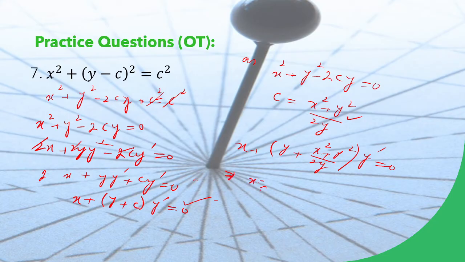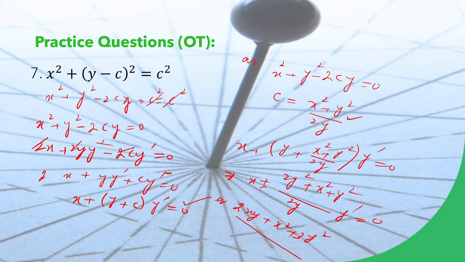Okay, so that is x plus 2y square plus x square plus y square divided by 2y into y dash is equal to 0, or we could write that in the form, if we take LCM of this one again, so we get 2xy plus x square plus 3y square divided by, sorry, it's my fault, it's not like that. You will just take this x to the right side.